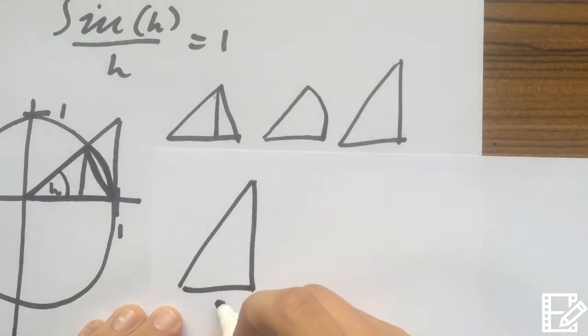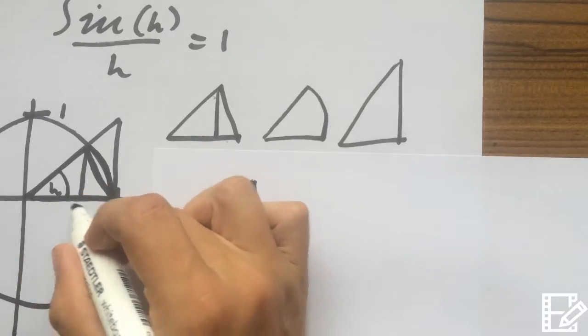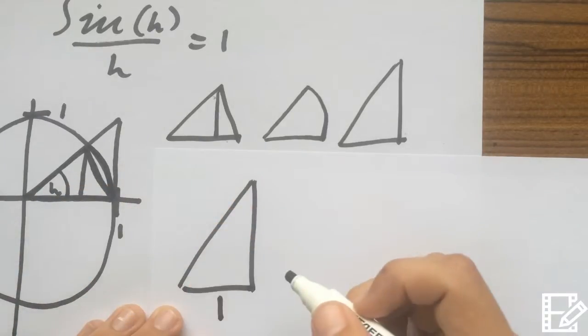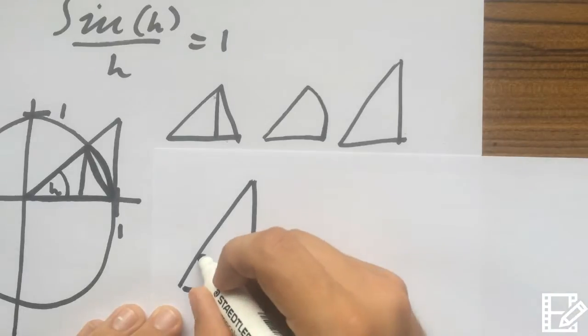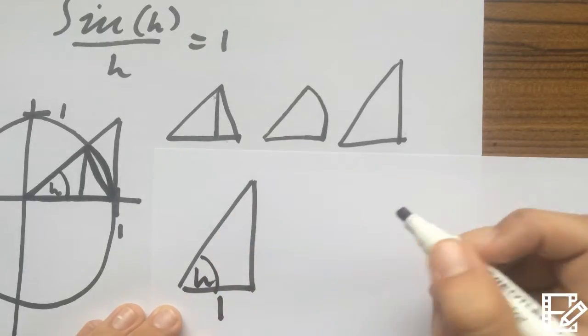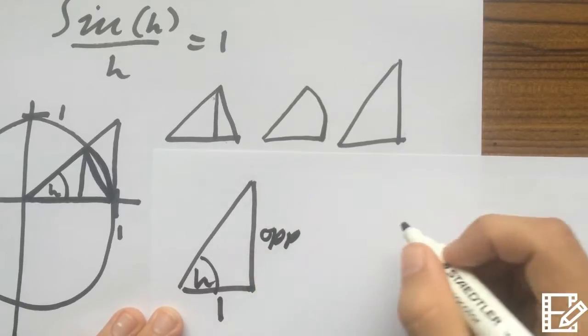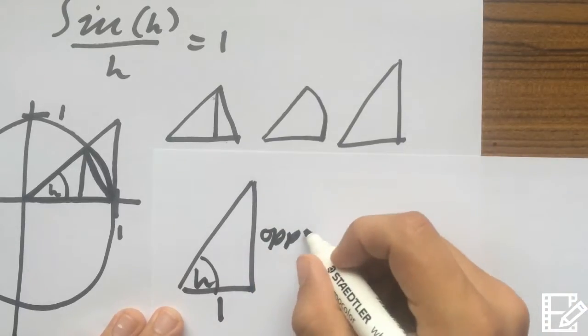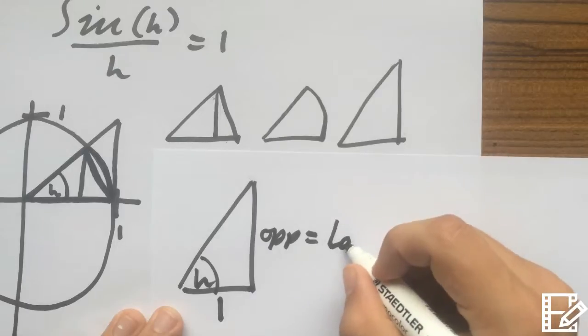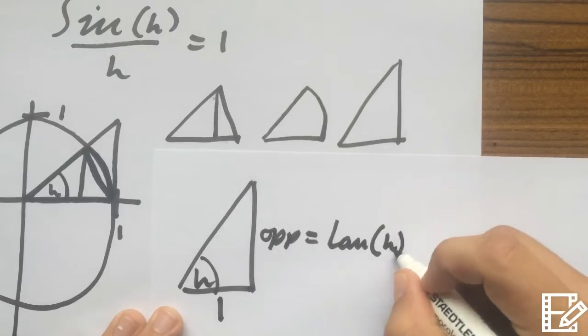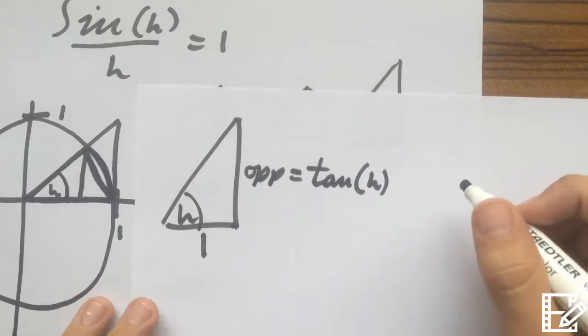So we know that the length of the base is 1, because that comes out to the radius. It comes out the full length of the unit circle. And we have our angle h. Now, this here is opposite. And it's actually equal to tan of h. And I'll show you why.